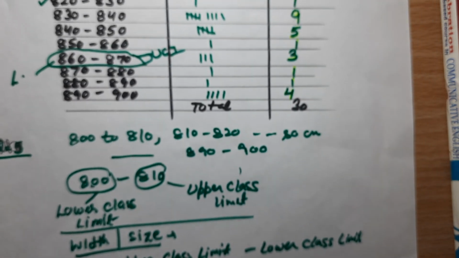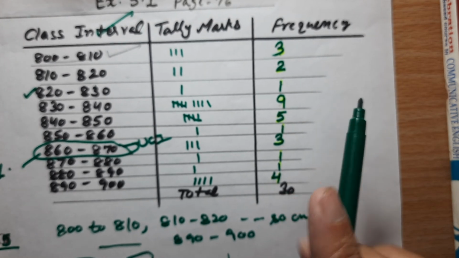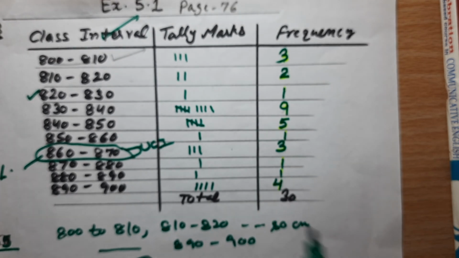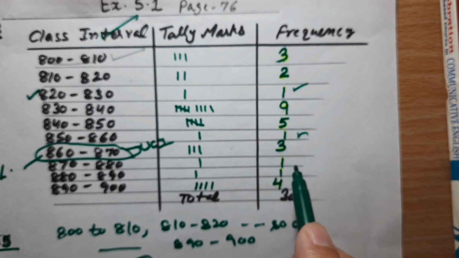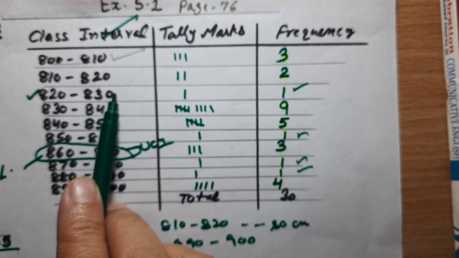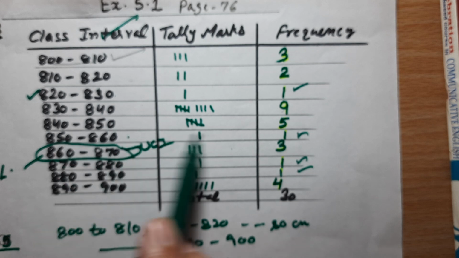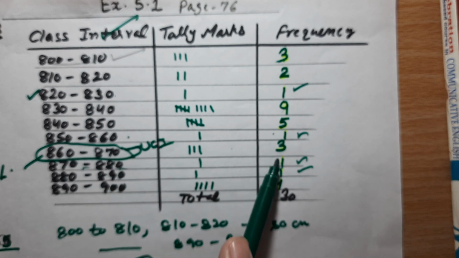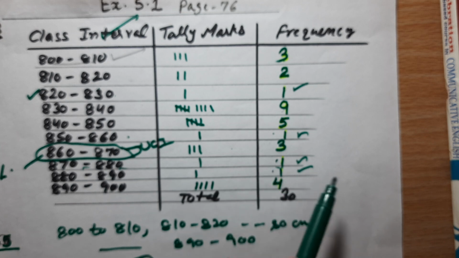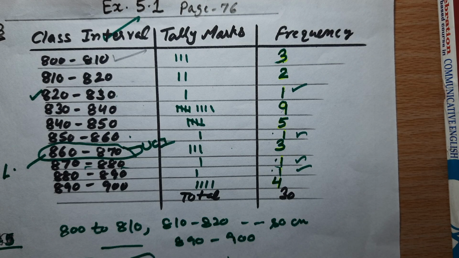Now from this figure, name the class intervals which have the same frequency. Just see, this one, this one, this one, this one. 820 to 830, 850 to 860, 870 to 880, 880 to 890 are the class intervals having the same frequency. So whichever form the question comes, you can analyze and do this question. So this 5.1 is finished. Do complete your homework. After that we are going to discuss circle graph.